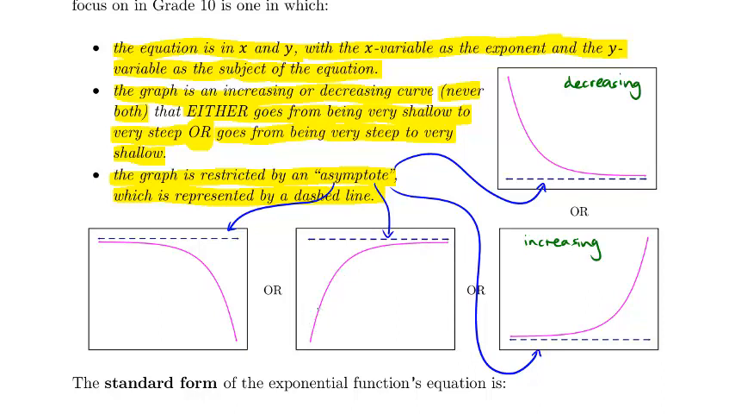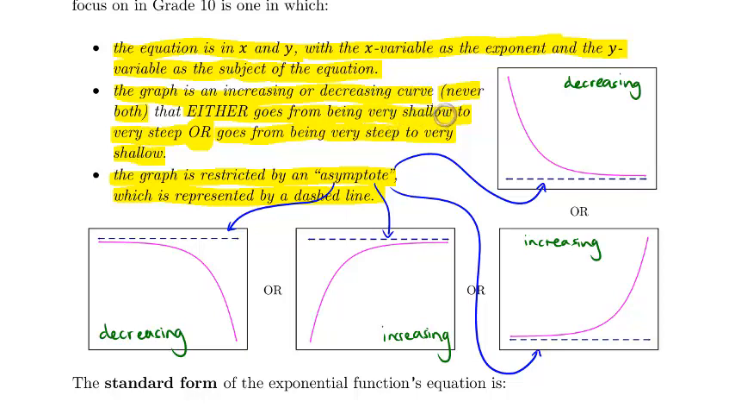Here we have another example of an increasing function, okay? Looks a bit different. As we go to the right, as x increases, y goes up. And here is another type of decreasing function over here. As x increases, as we go to the right, y decreases, we go down. Okay. But now let's talk about this from going shallow to steep or from very steep to very shallow, okay?